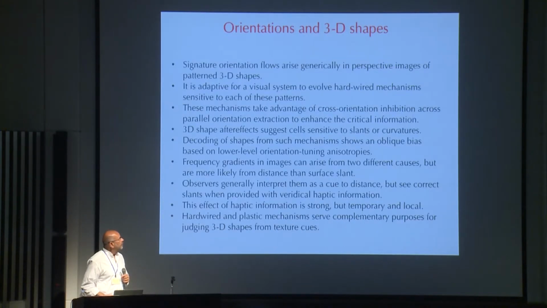So just to summarize this first part, what I've shown you is how important orientations are for getting 3D shapes, and how important the parallel nature of striate cortex is for getting all of this information to later cells, especially when you have multiple curvatures, like in 2 dimensions. And that the orientation information seems hardwired, and the frequency information seems fairly plastic.